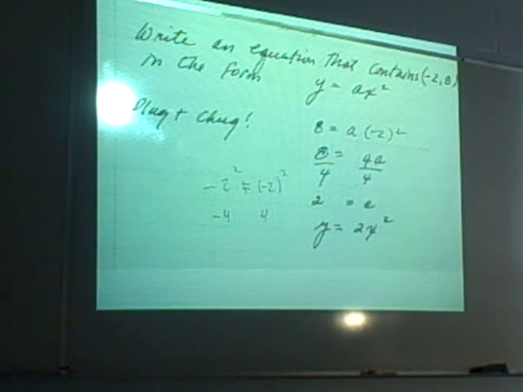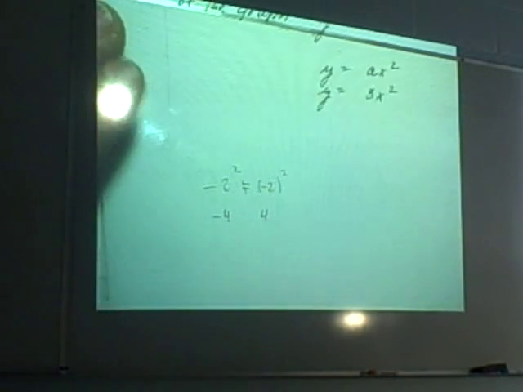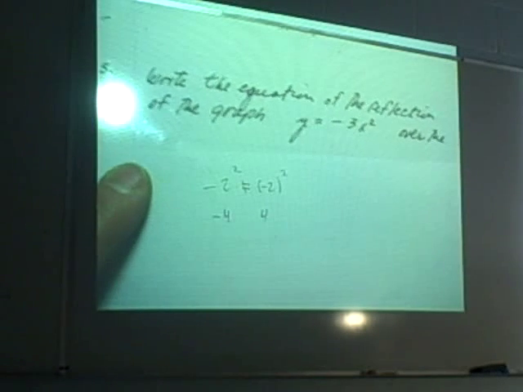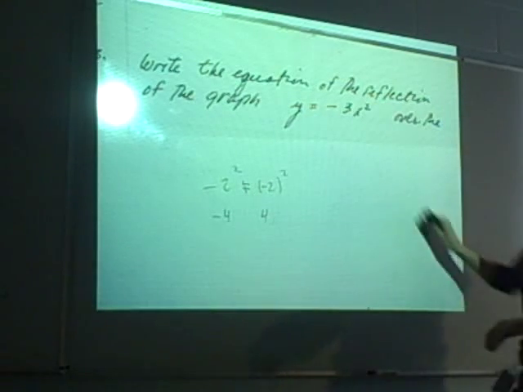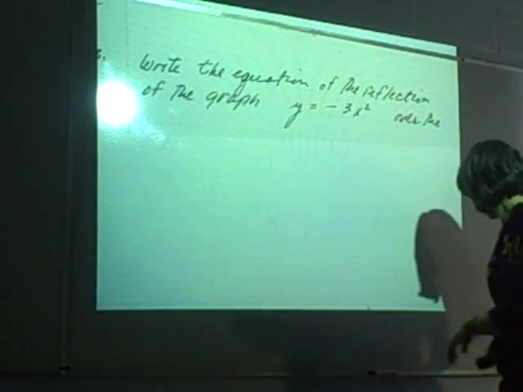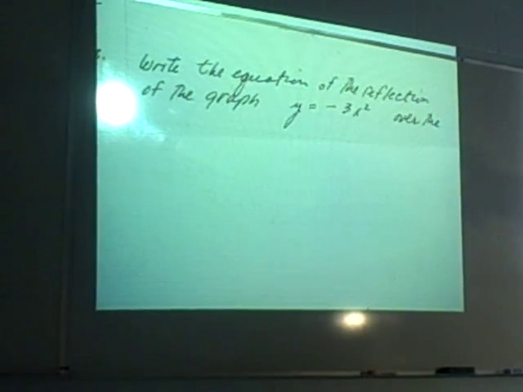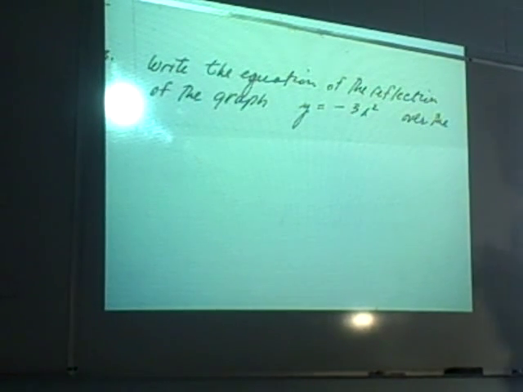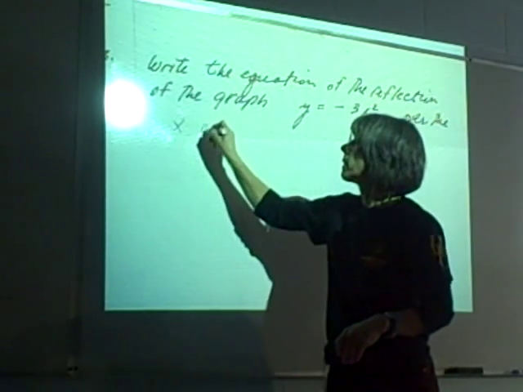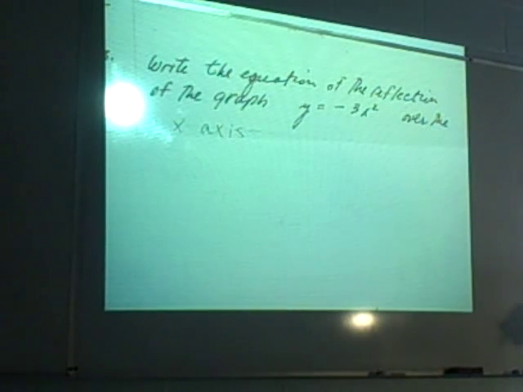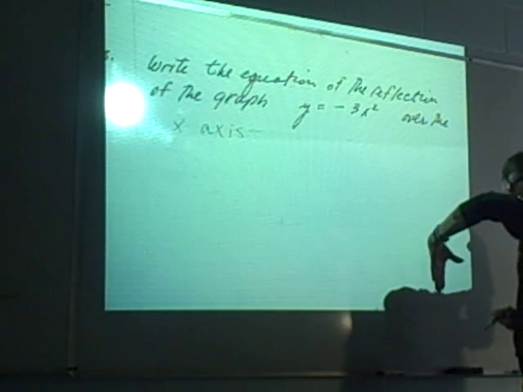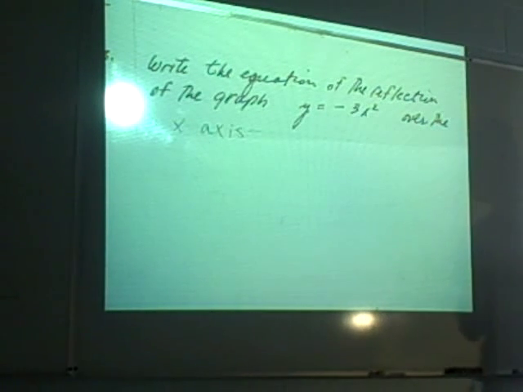Okay, number 4. How about this one? The directions would be, write the equation of the reflection of the graph over the x-axis, because remember, a parabola is reflected over the x-axis. And what would that be? y equals 3x squared. Okay, so if it's down, then it's just going to be flipped up. All right, that's it.